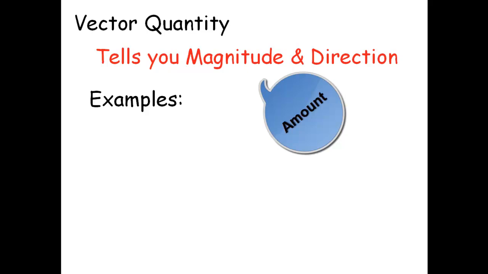If I have a can of soda, we might say it's 12 ounces. That is certainly an amount. But it wouldn't make sense to say what direction is the 12 ounces. So that would not be a vector. But a vector does have direction.